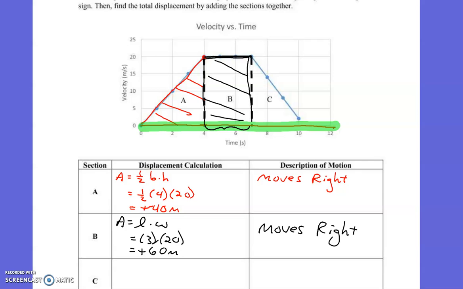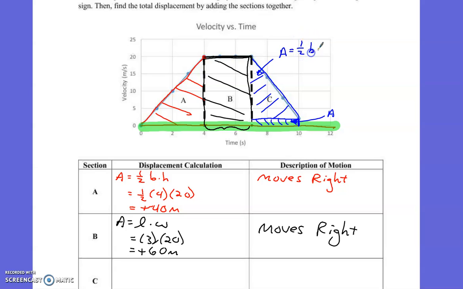Now again, because it is above that axis, that means that it is again moving to the right. For the very last section, part C, again we want to find the area between the line and this green highlighted axis that I drew. Now this one here, we're actually going to have to break into 2 parts because it's neither a triangle nor a rectangle, but a combination of both. It is this section down here, which is a rectangle, and this section up here, which is a triangle. So we're going to find the area of that triangle and find the area of this rectangle and add them together. Let's start with the triangle.